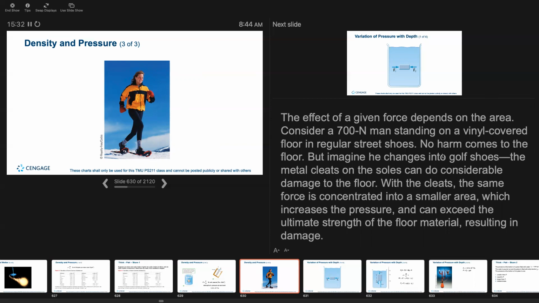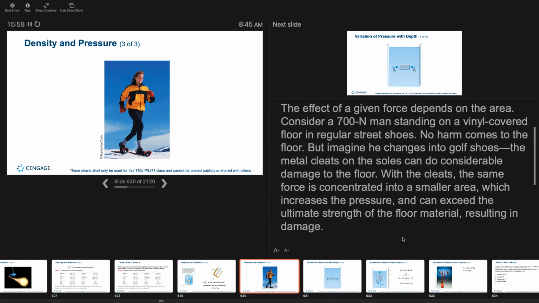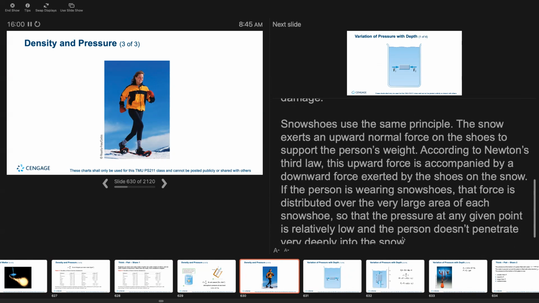Consider a 900 Newton man standing on a vinyl covered floor in regular street shoes. No harm comes to the floor, but imagine he changed into golf shoes. The metal cleats on the soles can do considerable damage on the floor. With the cleats, the same force is concentrated into a smaller area, which increases the pressure and can exceed the ultimate strength of the floor material, resulting in damage.